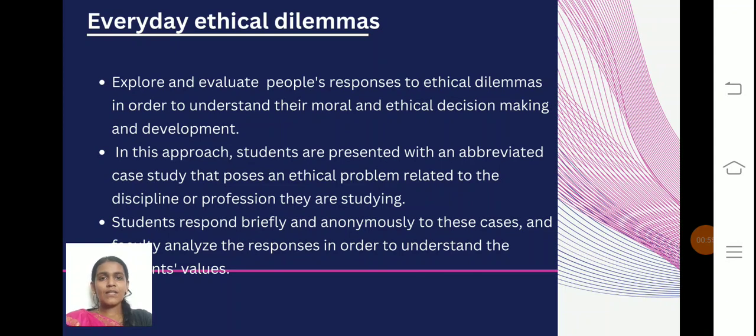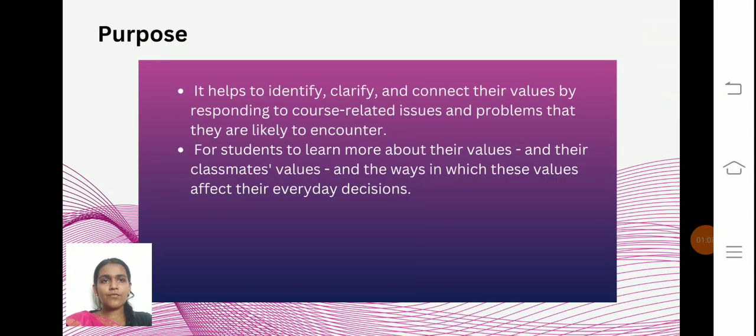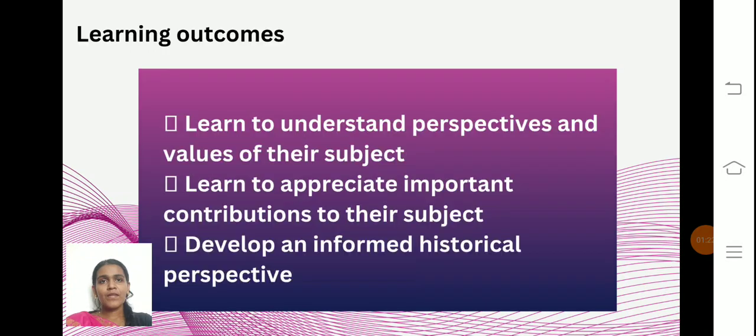The main theme is that the students are able to understand their own values, and they can understand how they need to face an ethical dilemma situation and choose the ethical way, the moral way. The main purpose is for the students to identify, clarify and connect their values by responding to closely related issues, and to learn more about their values, like moral values, their classmates' values, and the values that come up every day. The learning outcome is to appreciate important contributions of the subject or historical perspective, and the main theme is to understand the values. That is the main learning outcome.